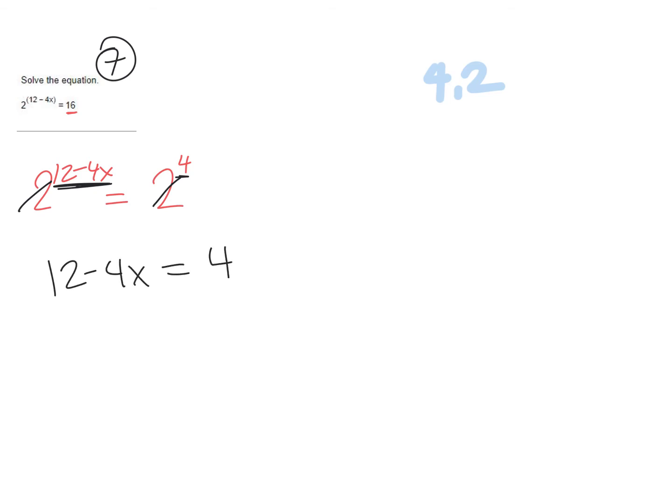And then I would just solve for x. If I'm trying to get x by itself, I could subtract 12, and then I get -8 equals -4 times x. Then I divide both sides by -4, and I end up with x equals 2.